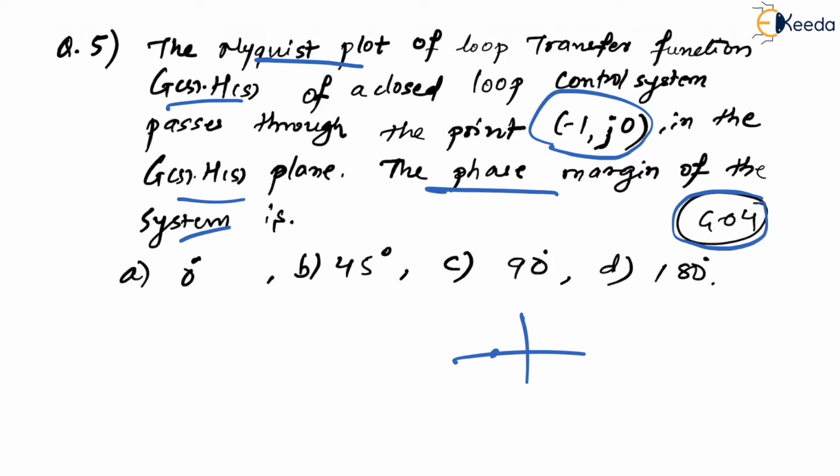See, if it is passing through this minus 1 point, this means that definitely the system is marginally stable.